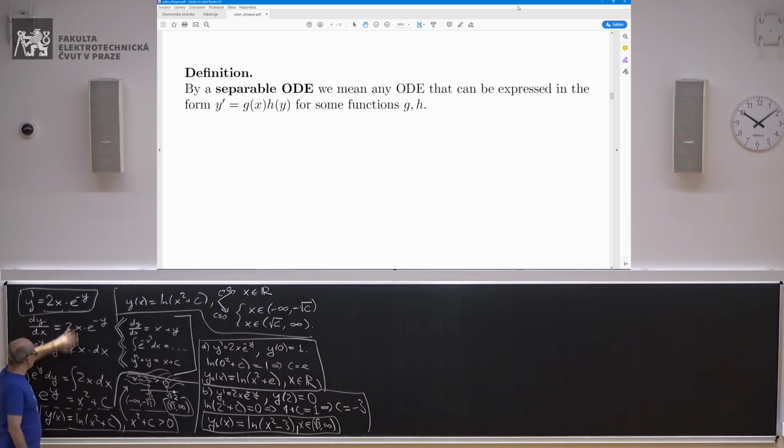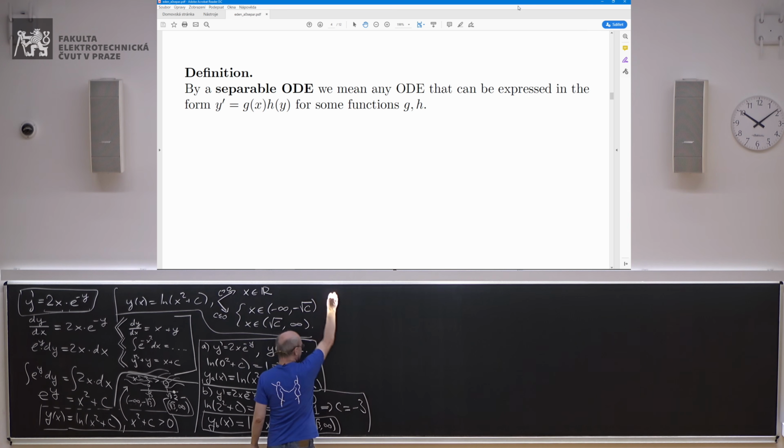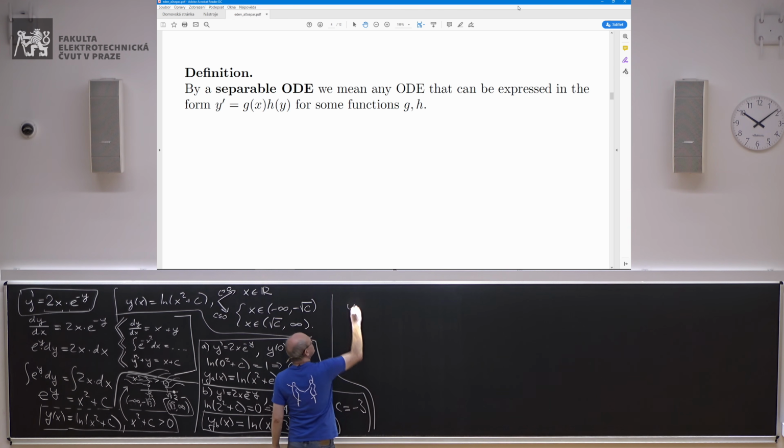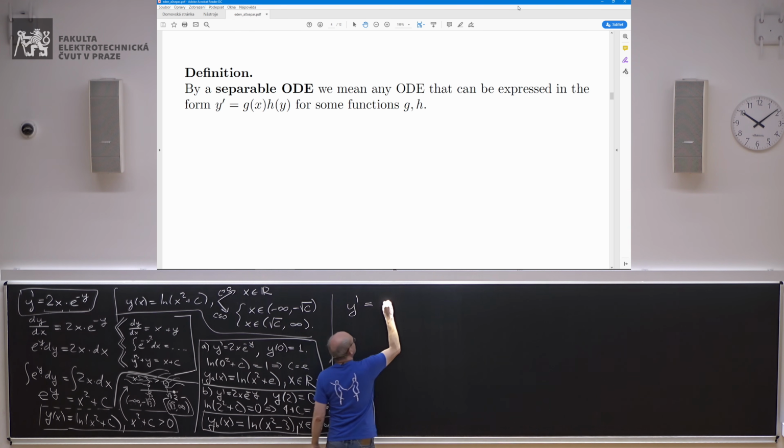Now let's explore this procedure mathematically. How far can we trust it? That's a good question. Well, to this end, let's try to do the same process, but with a general equation.